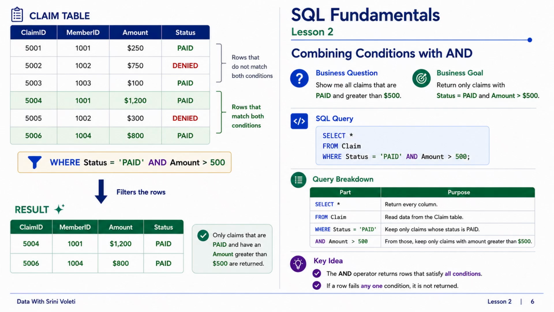Think of the AND operator as an intersection. Every condition must be satisfied. If a row fails even one condition, SQL excludes it from the result.